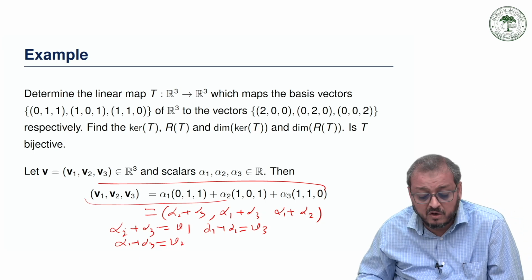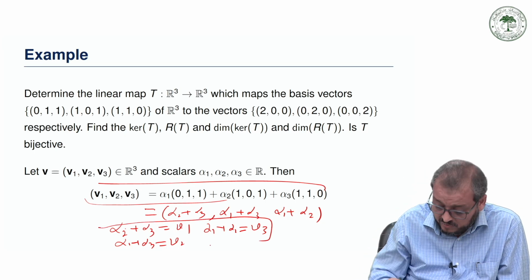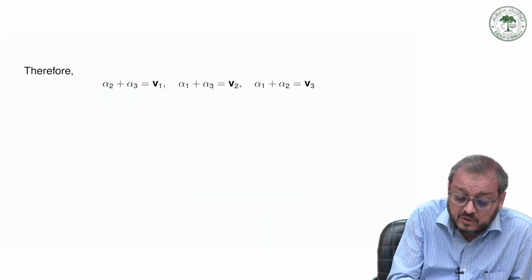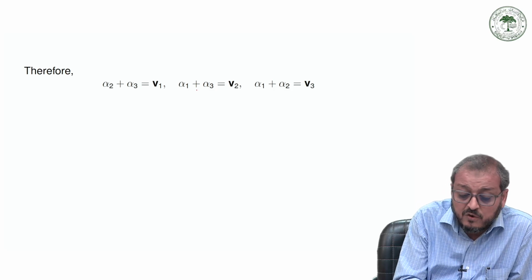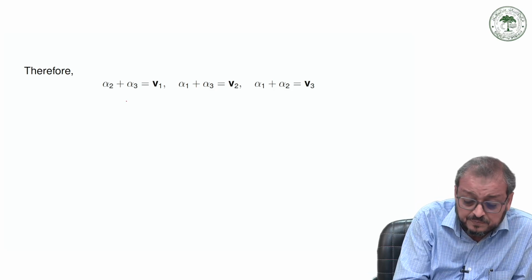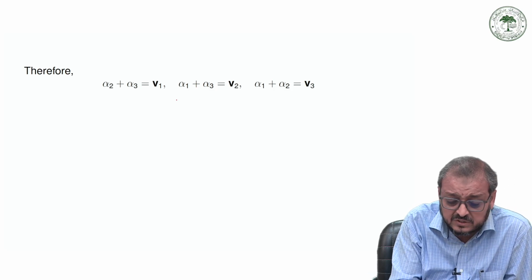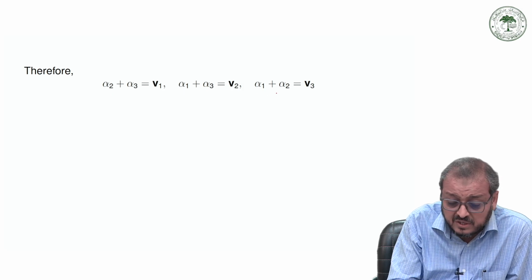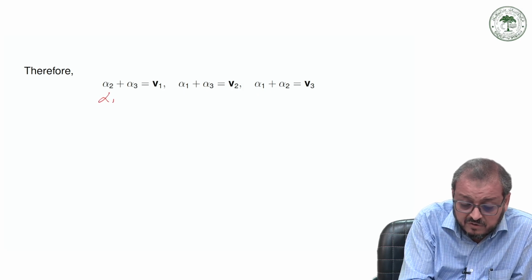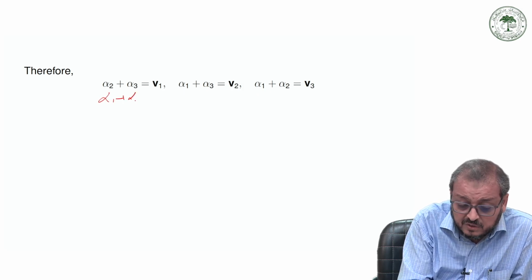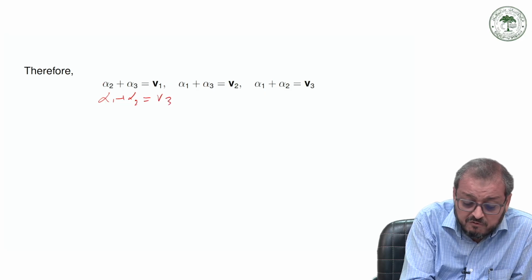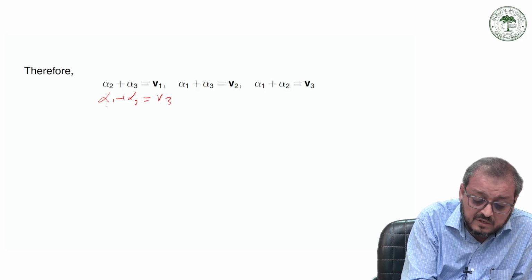Now we have to solve this system of equations. So we write it in this form and try to solve it. Alpha 1 plus alpha 2 is equal to V3. If we subtract these two, we get the following.